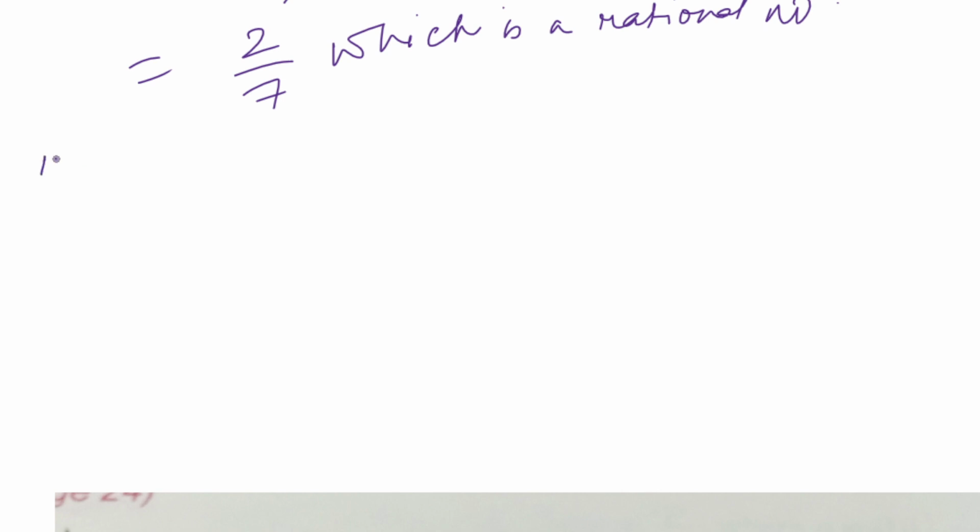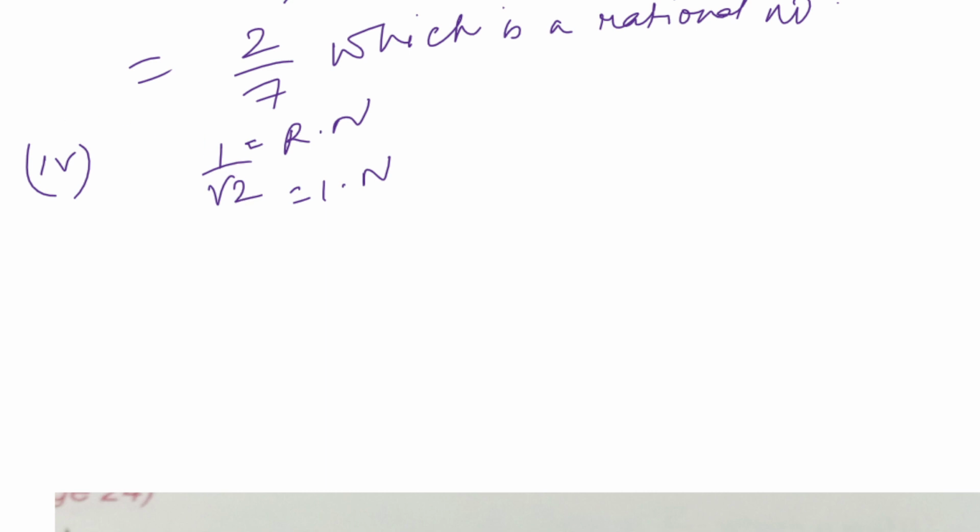Number 4. What is number 4? Number 4 is 1 by root 2. See the concept, basic concept. That means first one is my rational number and this is my irrational number. Rational number divided by irrational number.